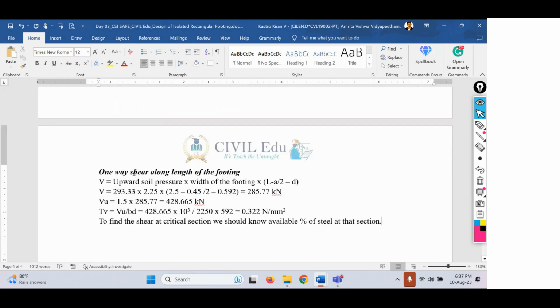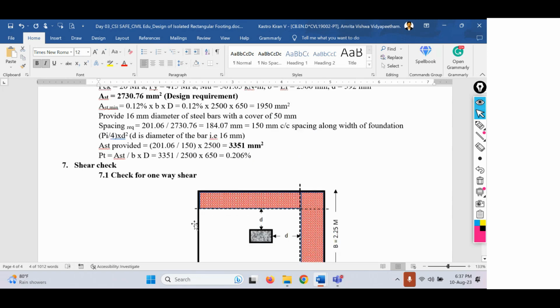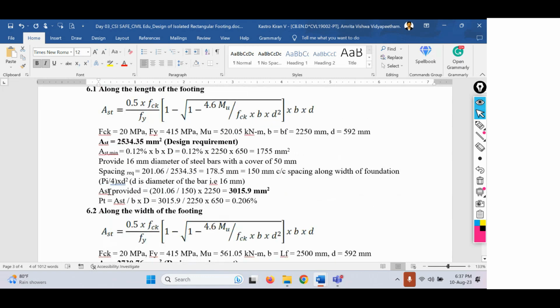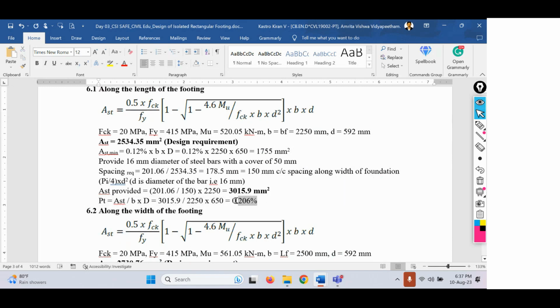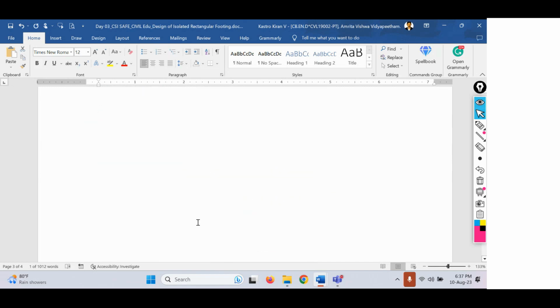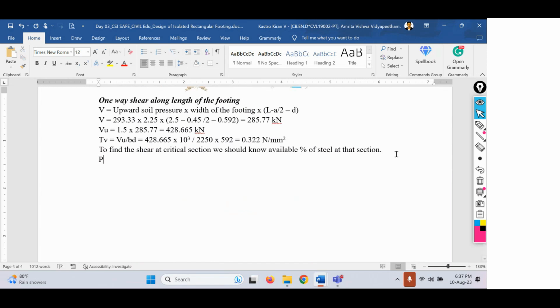Why are we calculating along the length? Because one-way shear is being calculated along the length of the footing. So to find the shear at the critical section, we should know the percentage of steel at that section, which is along the length of the footing. The value of PT along the length of the footing is 0.206. So PT along length of the footing equals 0.206 percent.